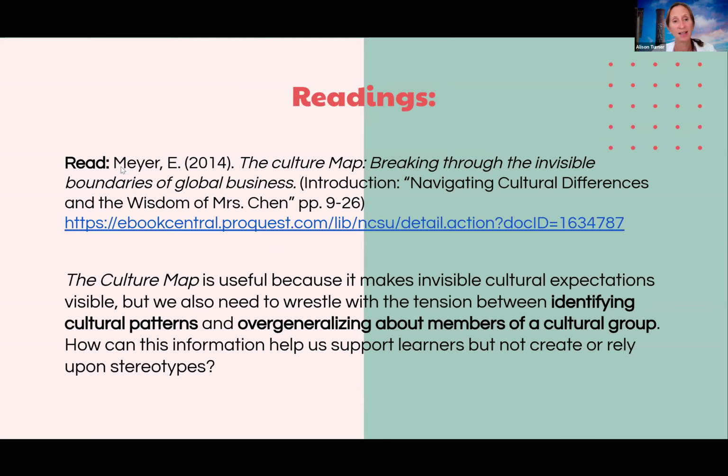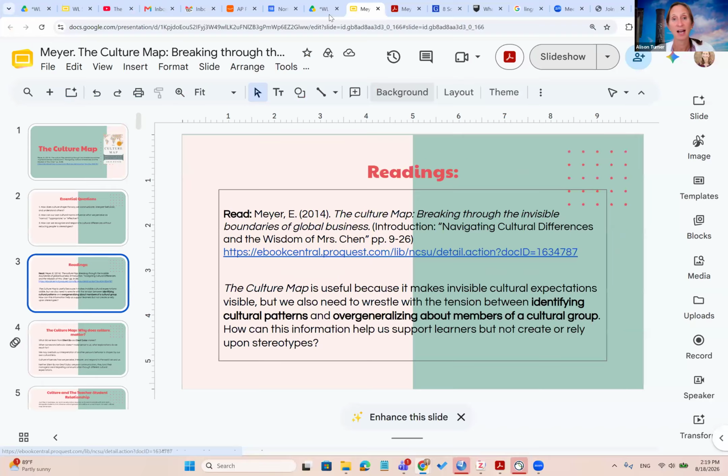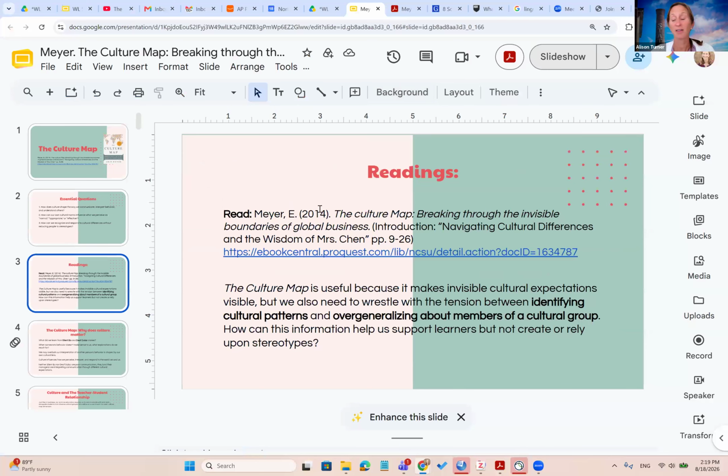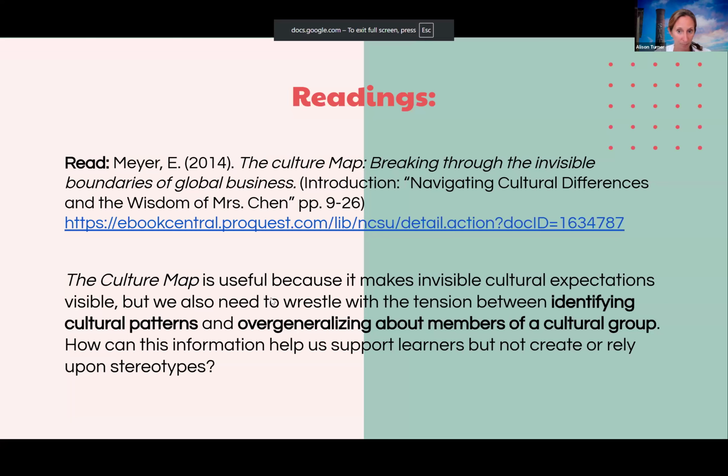So this is the Meyer reading from 2014. The entire book is available for you for free through the NC State Library through that link if you want to check out other chapters in it. I was just looking at it, and there's a lot of great stuff in terms of how the book explores different dimensions in each chapter. So definitely take a look at that if you're interested in reading more.